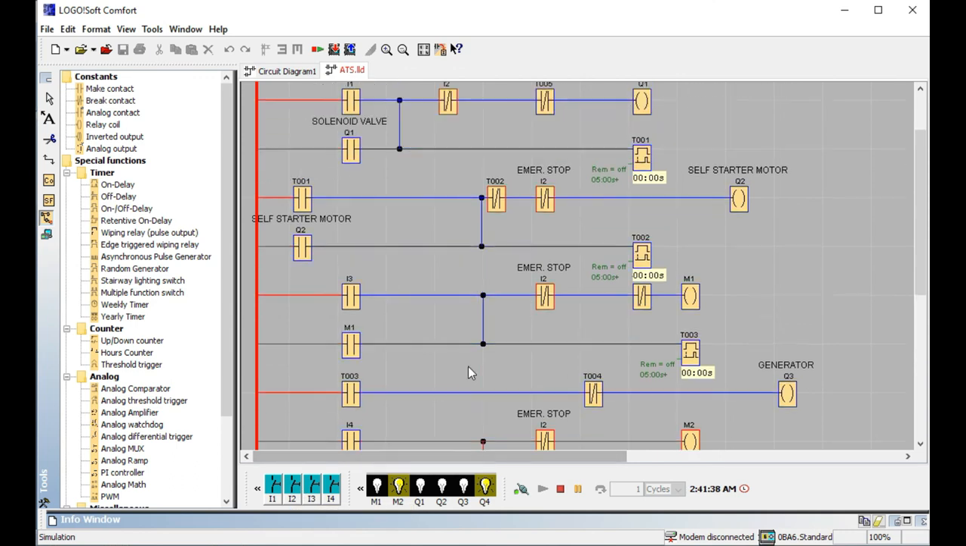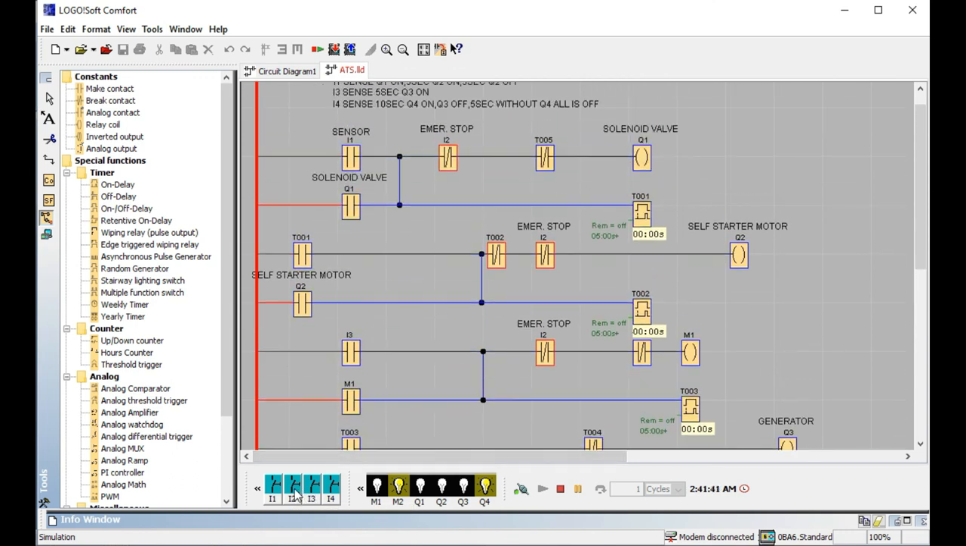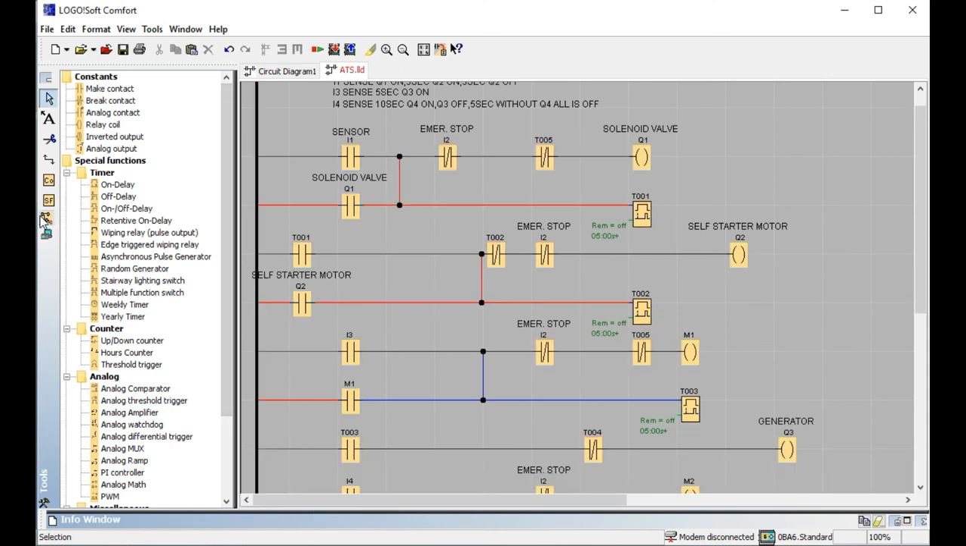So friends, when you are testing your operation, sometimes you push your emergency test. So friends, this is the main system of the PDB.